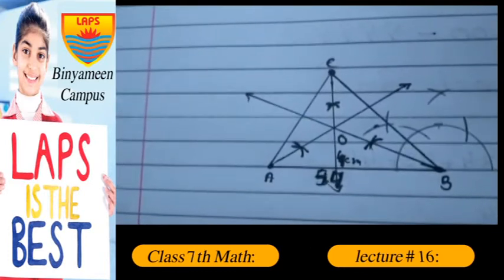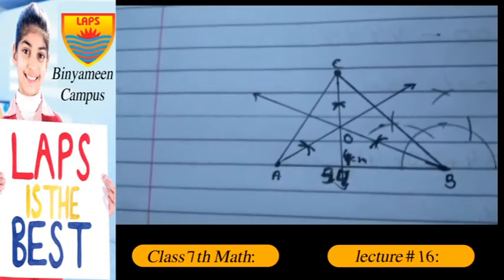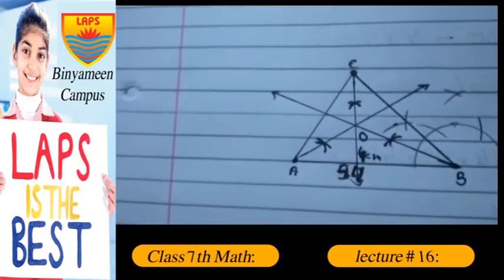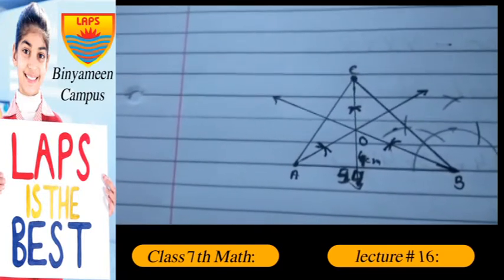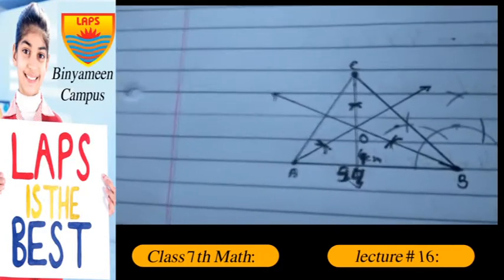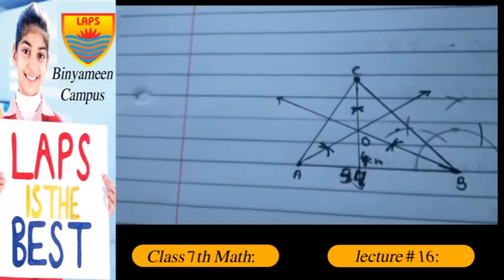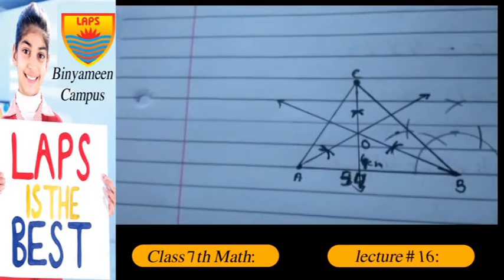Step 4, join A and C. So, triangle ABC is the required triangle. Step 5, bisect the angles of the triangle. All these angle bisectors pass through the same point O.